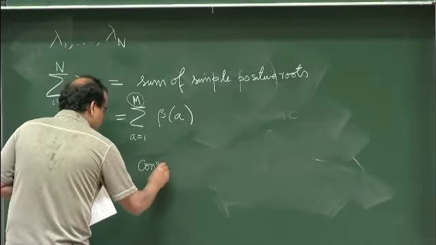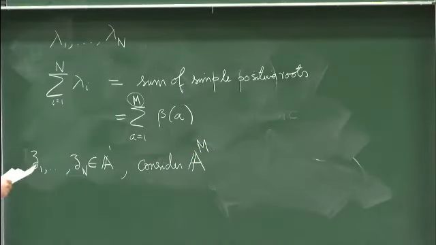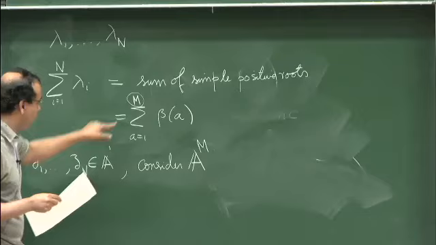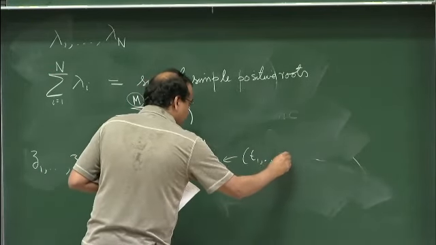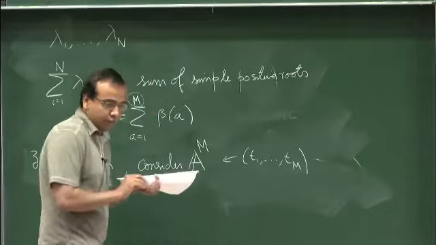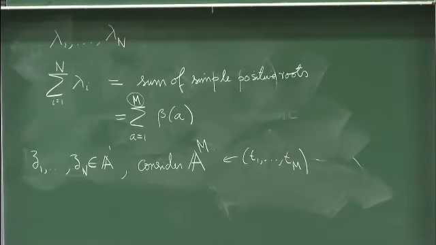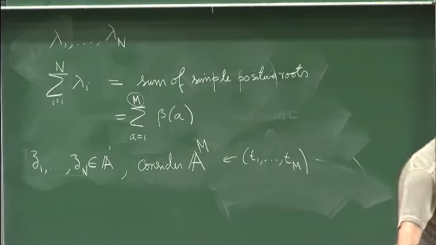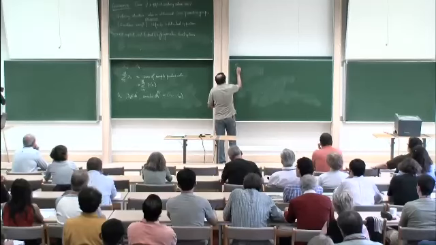Consider A^m. So you're going to add these many new points, A^m, with coordinates t_1 till t_m. And I'll write out a function that gives the hypergeometric local system. It's called the Schechtman-Varchenko master function.